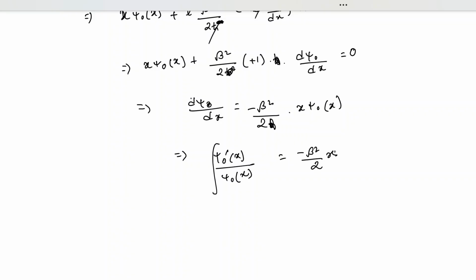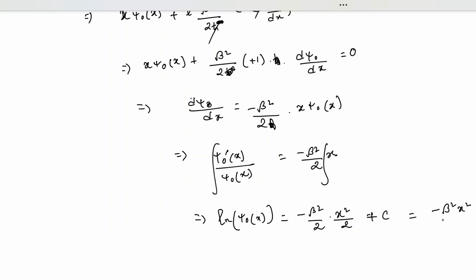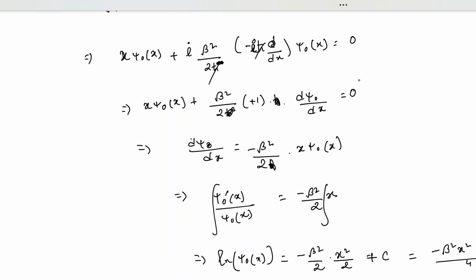When you take the integral on both sides, you have ln psi naught x equal to minus beta squared by 2 into x squared by 2 plus c, the integration constant. So you have minus beta squared x squared by 4. Sorry, once again I have to check. Okay, so let me correct it from here.